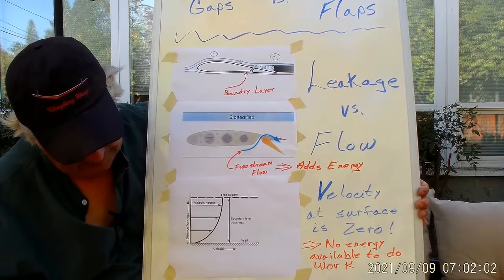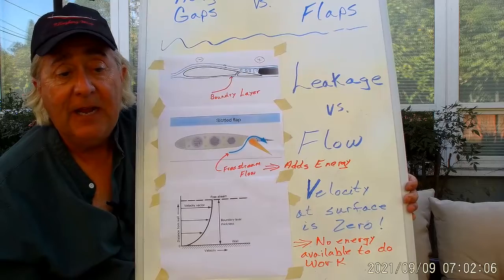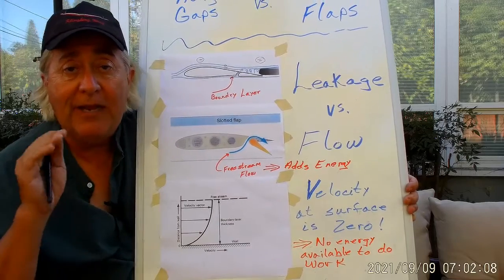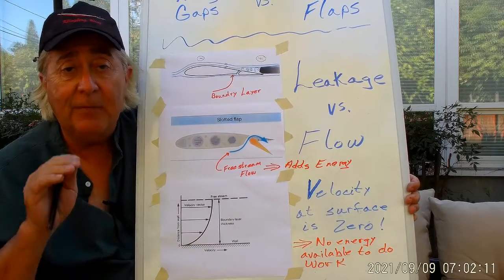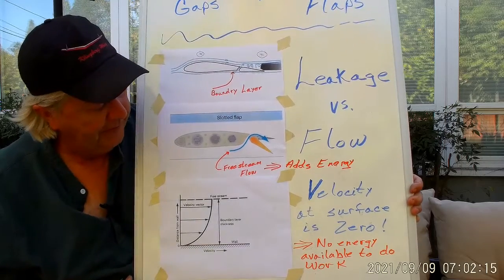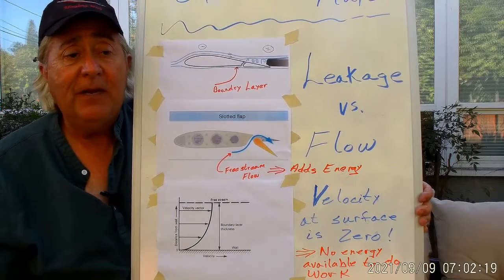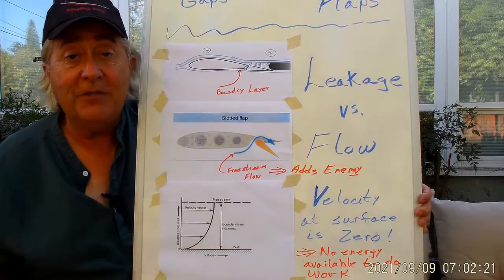So remember, leakage promotes flow separation. Free stream flow will add energy to the system and help keep the flow attached and provide more lift from the airflow. So there we go. Easy peasy, pretty simple problem, and explained without any equations.